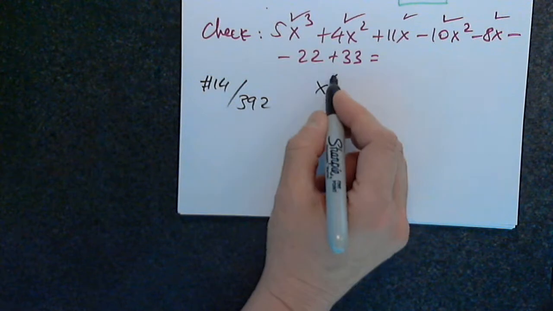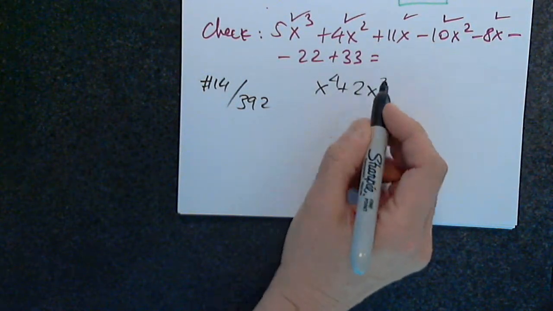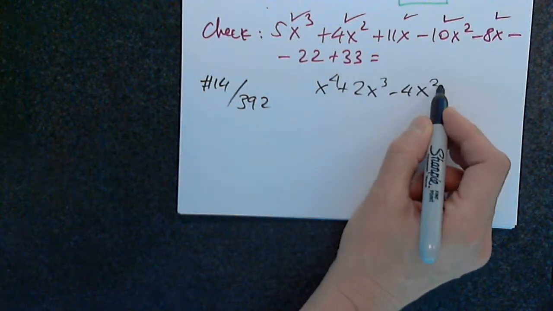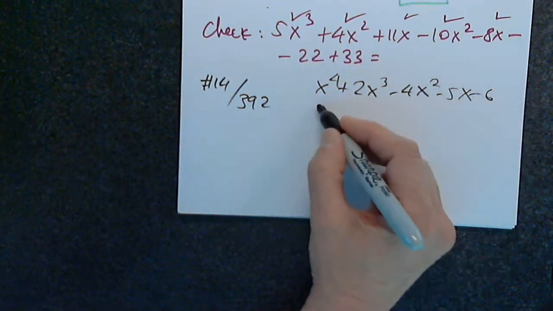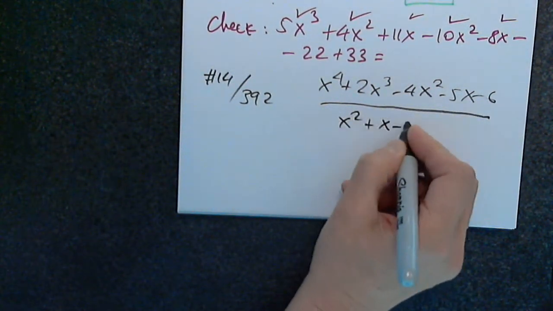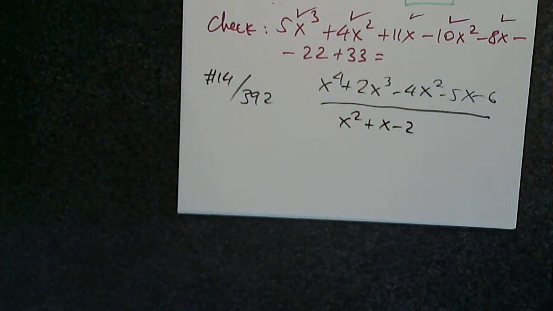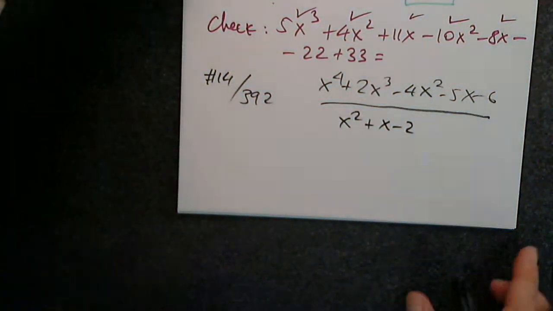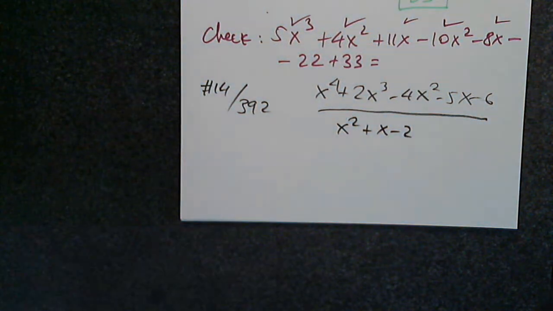For example, x to the 4th plus 2x cubed minus 4x squared minus 5x minus 6, everything over x squared plus x minus 2, the synthetic division doesn't work. It's not applicable because the denominator is not a binomial of degree 1. It's a trinomial of degree 2. That's one thing.